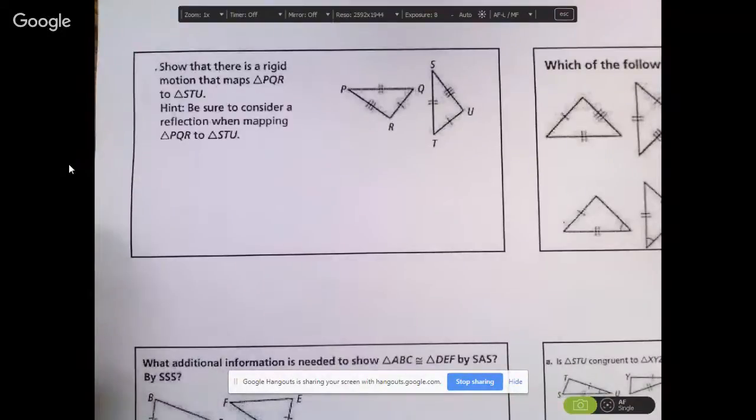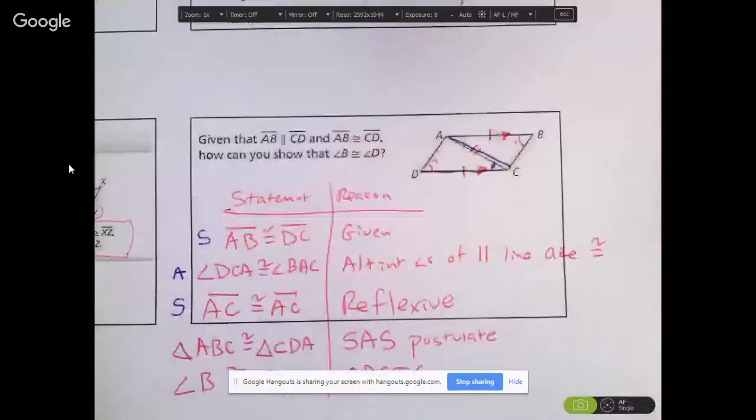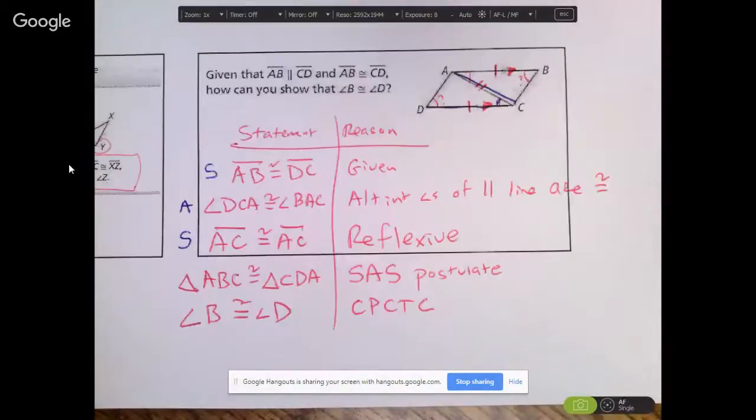Next, it says, show that there is a... you need that? If you would have been following along, you would have it. I didn't even read the question.